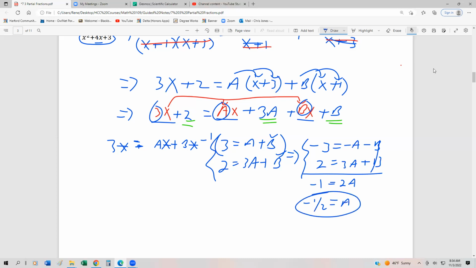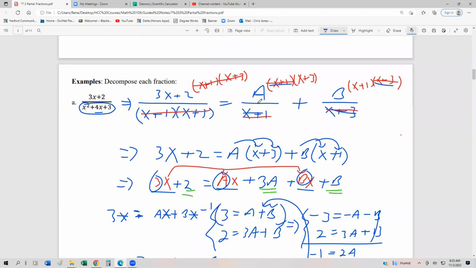Now we also know that a plus b has to be equal to 3. So 3 equals -1/2 plus b. If we add a half to both sides, 7/2 equals b. And so what I'm going to do is put these back into the original decomposition.